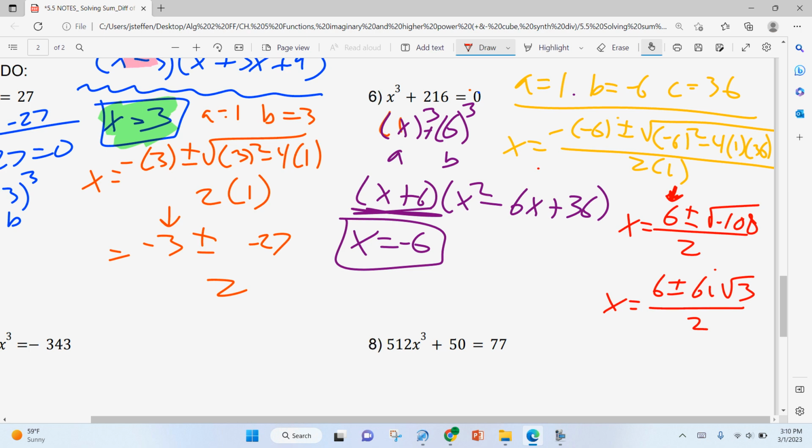Then again, if you have that as your answer, that's completely fine. But with multiple choice, these 3 spots can reduce, and so that's what you're going to try to reduce. So we can divide all of them by 2. X is equal to 3 plus or minus 3I root 3.